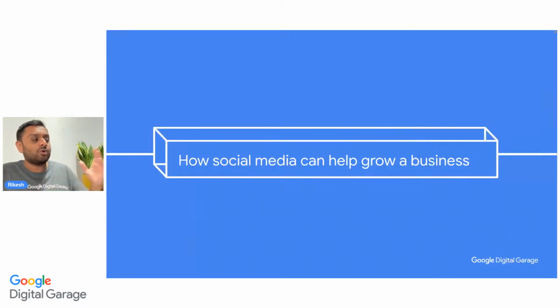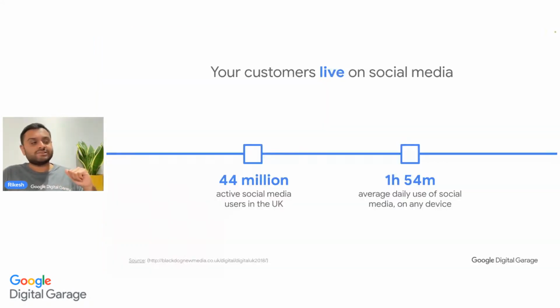Okay, let's actually look at how social media can help a business to grow. I wanted to kick off with some statistics. You can see here the statement: your customers live on social media. That's backed up by the figures on screen. In the UK, which is where I'm based, there are 44 million active social media users. These figures are accurate up till 2018. We're now in 2023, so that figure might have increased as more and more people have a presence on at least one social media platform.